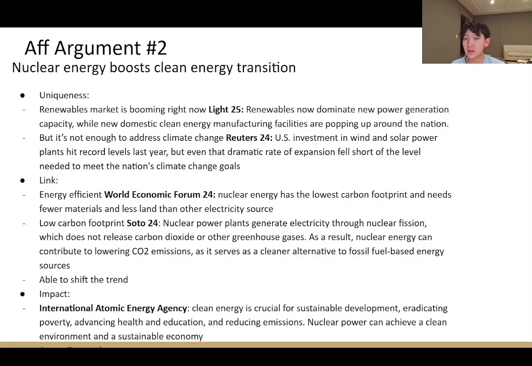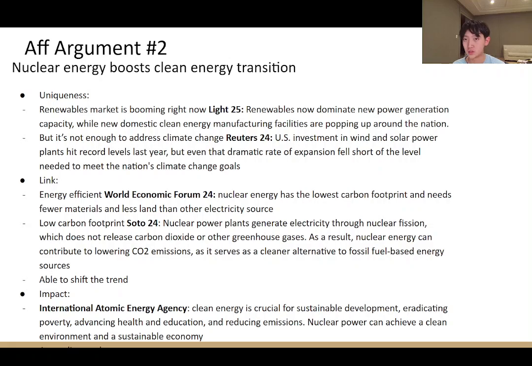The link is that nuclear energy is energy efficient, as the World Economic Forum in 2024 found that nuclear energy has the lowest carbon footprint and needs fewer materials and less land than other energy sources. Also, nuclear energy has a low carbon footprint. According to Soto24, nuclear power plants generate electricity through nuclear fission, which does not release carbon dioxide or other greenhouse gases. As a result, nuclear energy contributes to lower CO2 emissions as it serves as a cleaner alternative to fossil fuel-based energy sources.